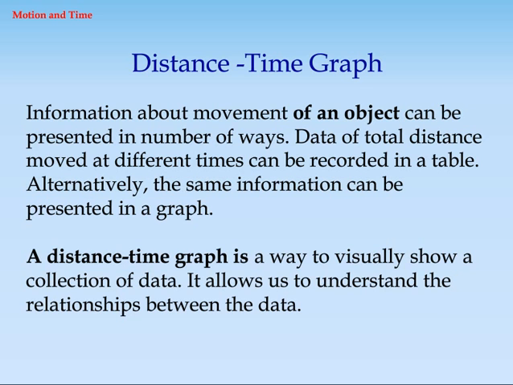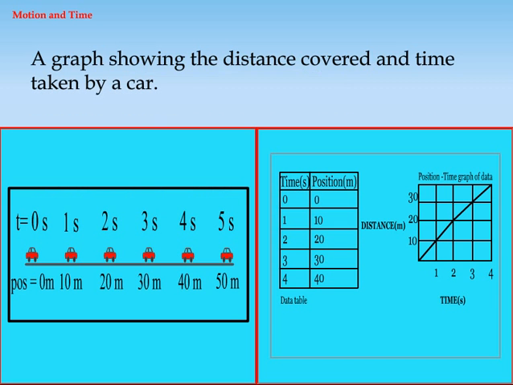Distance time graph. Information about movement of an object can be presented in a number of ways. Data of total distance moved at different times can be recorded in a table. Alternatively, the same information can be presented in a graph. A distance time graph is a way to visually show a collection of data. It allows us to understand the relationship between the data. A graph showing the distance covered and time taken by a car.